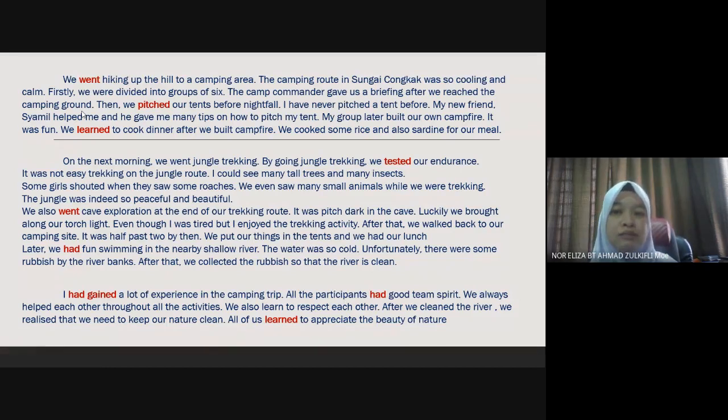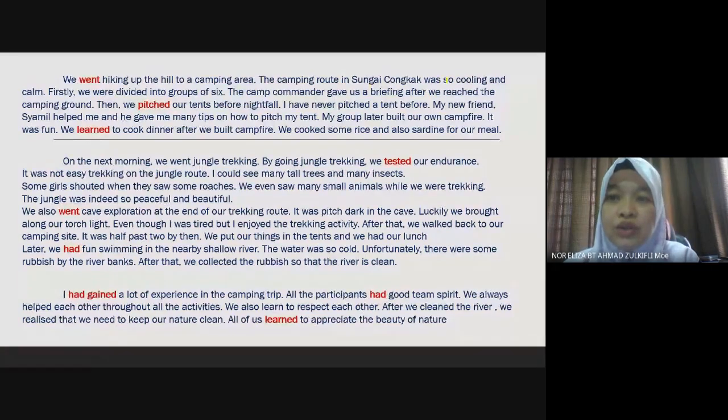My group later built our own campfire. It was fun. We learned to cook dinner after we built the campfire. We cooked some rice and also sardine for our meal. I want you to take note that we've got other ideas here. Now, this is not in the notes that we had in the question.